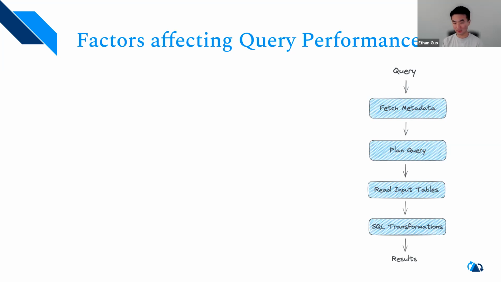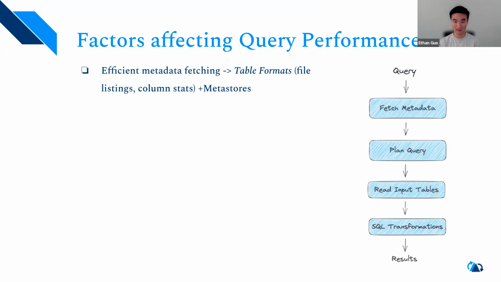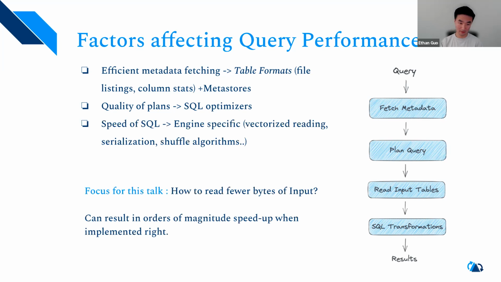There are different optimizations that go into the different phases. For example, the table formats, including file listing and column stats, with the metastore can enable efficient metadata fetching. And there are different SQL optimizers, using cost or heuristics to improve the quality of plans. There are also other engine-specific improvements to speed up the SQL, like vectorized reading, serialization, shuffle algorithms, etc.